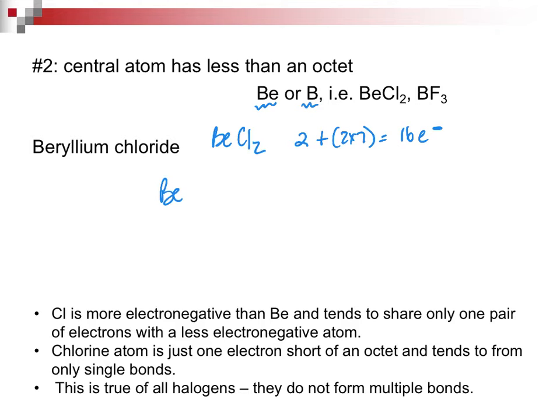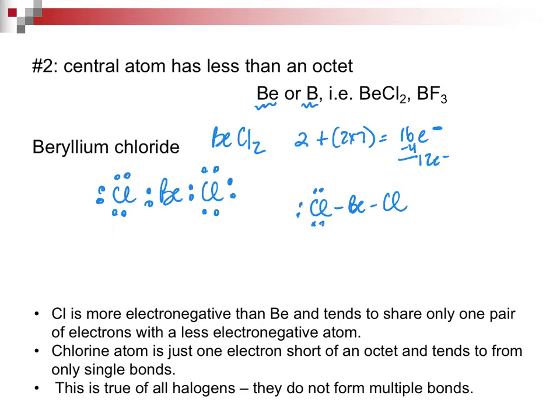I'll put the beryllium in the center. I'll put the chlorine atoms on the outside. So I've used 4. I have 12 electrons left. I'll put 6 on one chlorine, 6 on the other chlorine. And that is it. My actual acceptable Lewis structure looks like this, where I've drawn in the bonds.